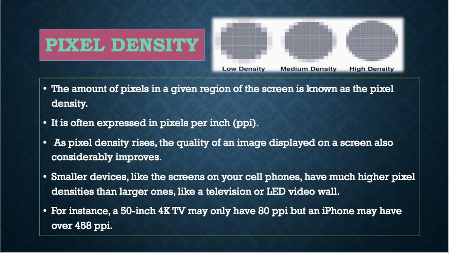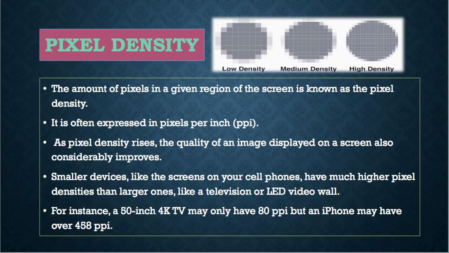Another important parameter is the pixel density. So, the amount of pixels in a given region of the screen is known as pixel density. It is often expressed in pixels per inch, also shortly known as PPI. As pixel density rises, the quality of an image displayed on the screen also considerably improves.